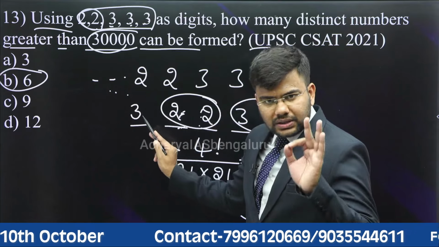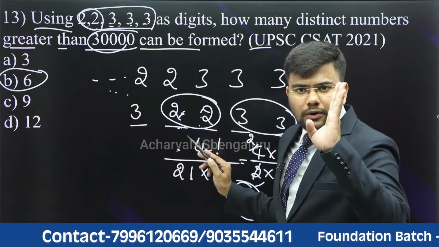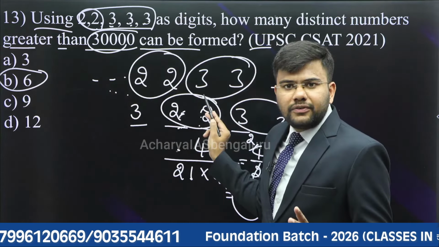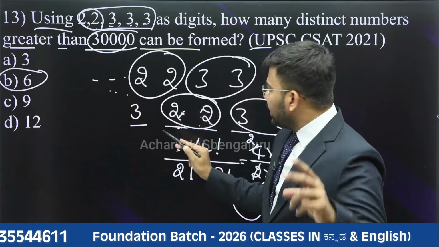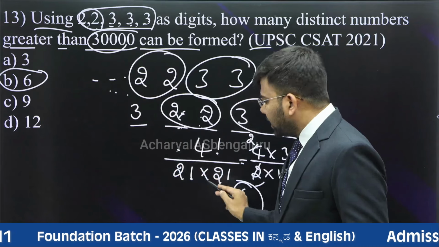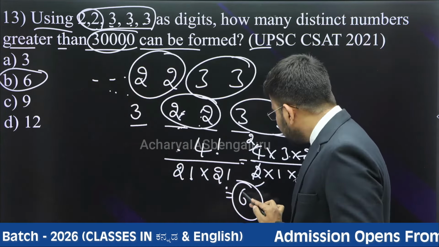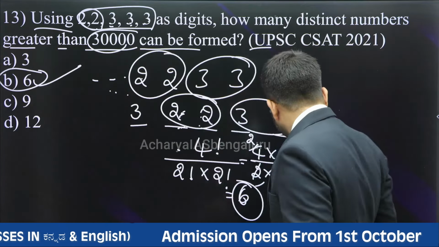So first I have fixed with 3. Why? The number has to be greater than 30,000. I will be left with another 4 numbers, that would be 2, 2 and 3, 3. Hence, how many different numbers are there? 4 numbers, hence 4 factorial. 2 is repeated 2 times, 3 is repeated 2 times, hence 2 factorial into 2 factorial. 4 factorial divided by 2 factorial into 2 factorial, the answer would be 6. So the answer is option B, 6 would be the correct answer.